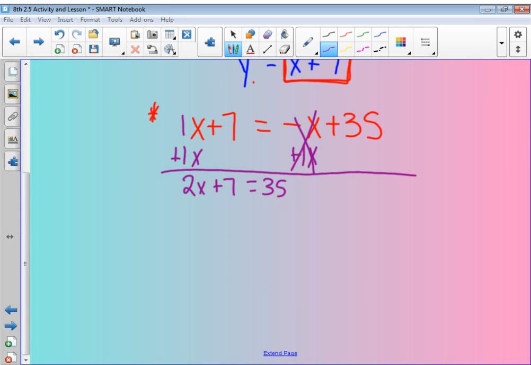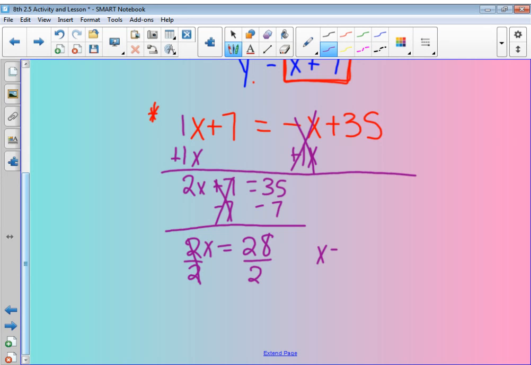Shift. Okay, so now I still need to work to get x by itself. So our next step would be to get our non-x's out of there. So minus 7, minus 7. Now I have 2x equals 28. To get x by itself, we divide by 2. Divide by 2. So x equals 14.